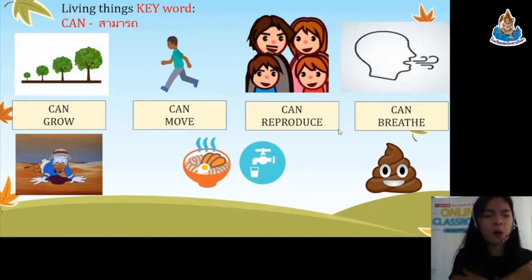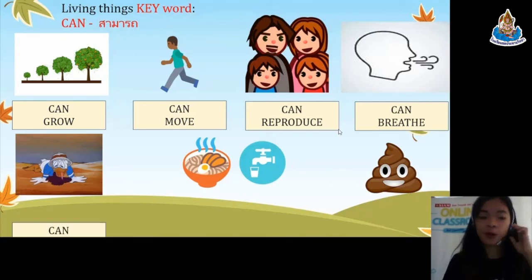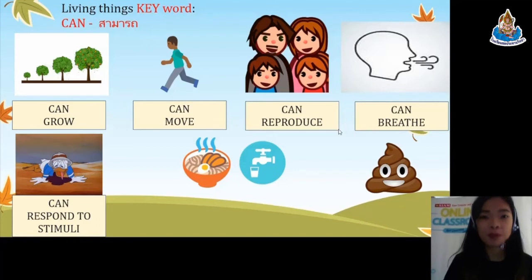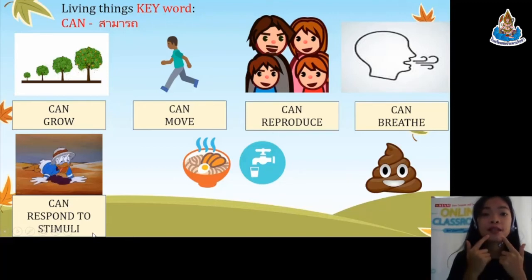Hot, cold, scared. So living things can... That's right. Living things can respond to stimuli. Again, living things can respond to stimuli.